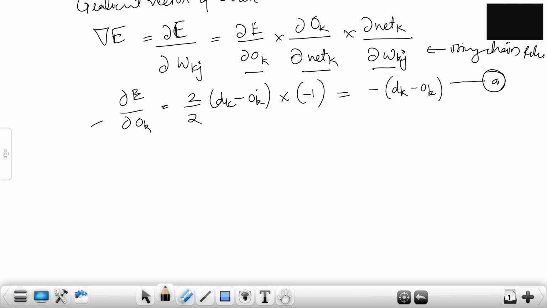So now this is the first part. The second part is dow Ok upon dow net k. What is dow Ok upon dow net k? It's nothing but f dash of net k, because you're taking the derivative of that. So this is going to be your B part. The third one is what?